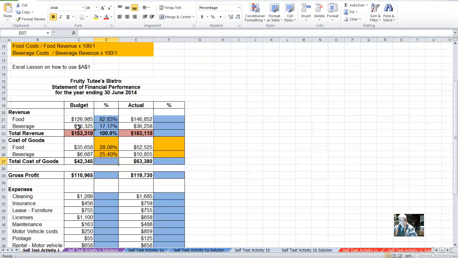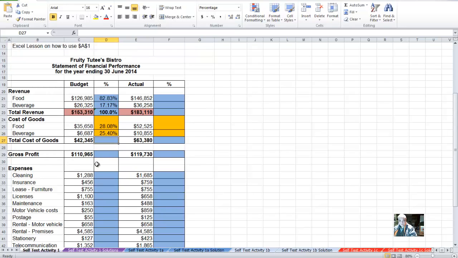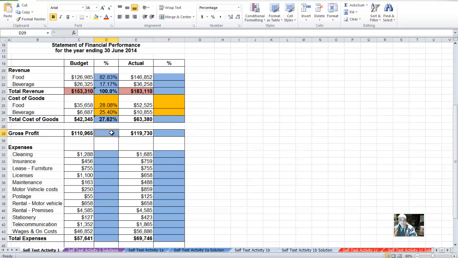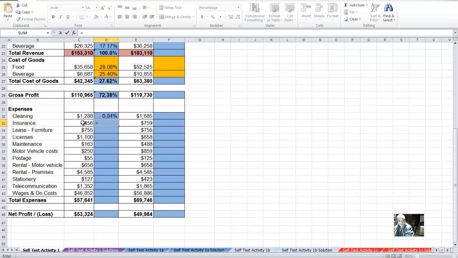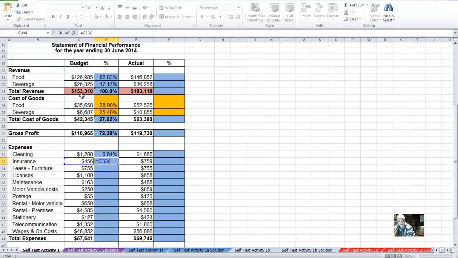And we press enter. Now we go back to the original formula, which is the line item. So in this case, total cost of goods sold divided by total revenue. And we just keep doing that. Equals gross profit divided by total revenue. Equals cleaning divided by total revenue. Equals insurance divided by total revenue.